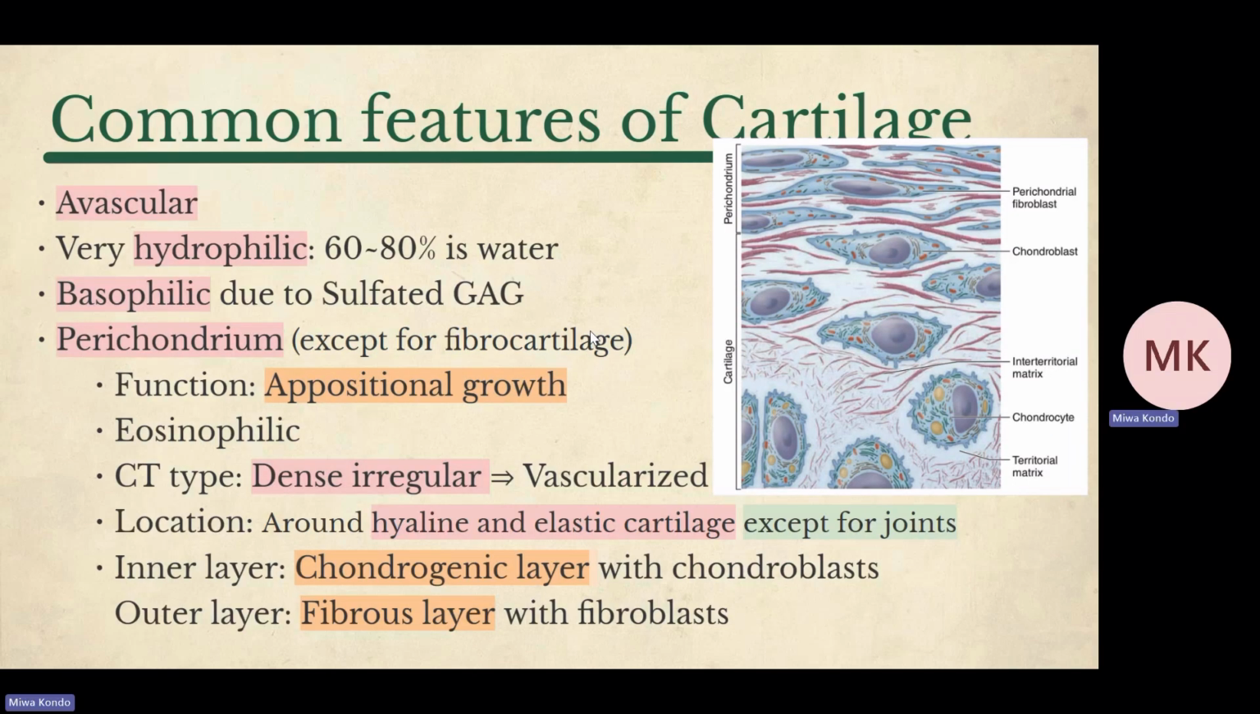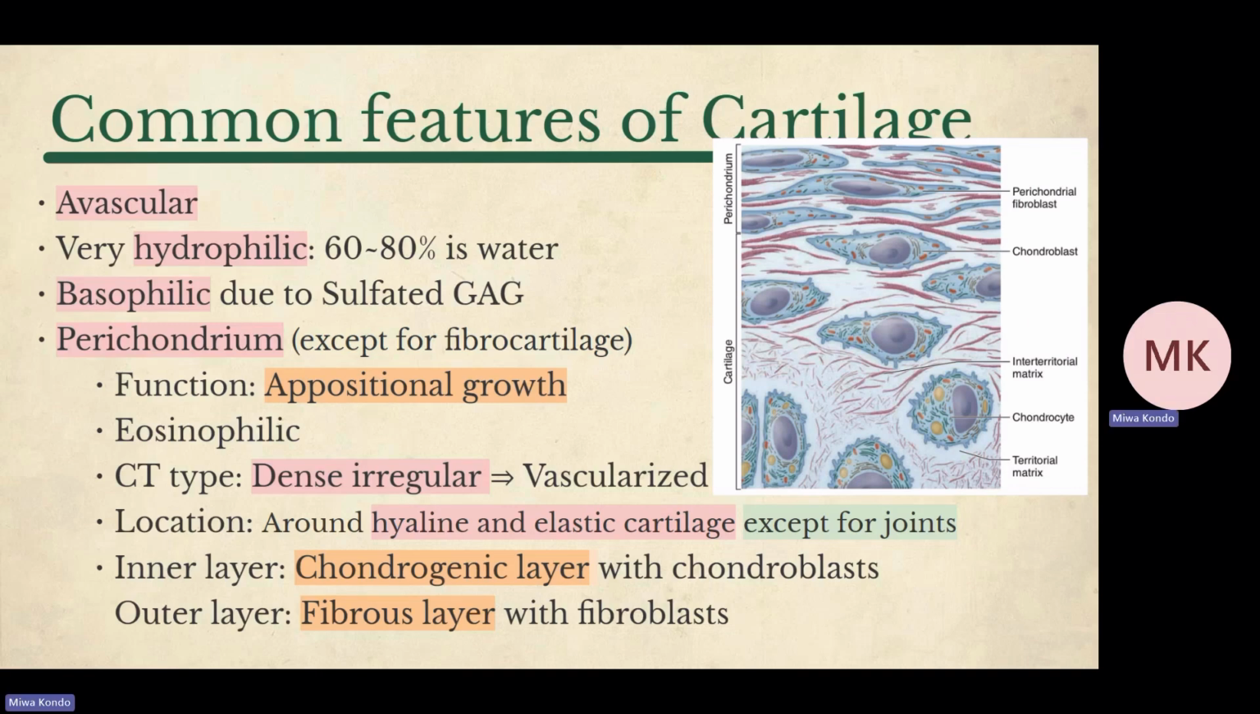Common features of the three types of cartilage. Cartilage is avascular and it's very hydrophilic due to hyaluronan. This water content helps nutrients diffuse through the cartilage despite this avascularity. Cartilage is basophilic, even though collagen itself is acidophilic. This happens because of the large amount of sulfated GAGs.